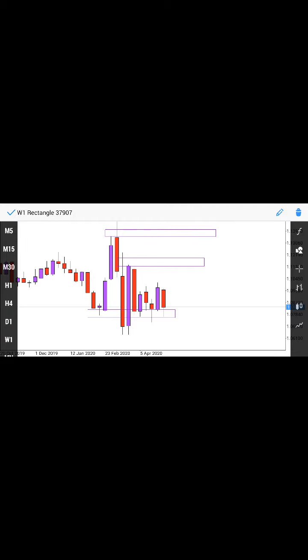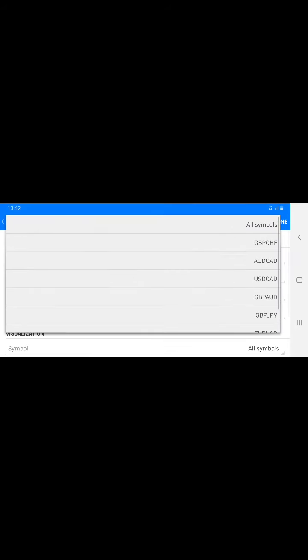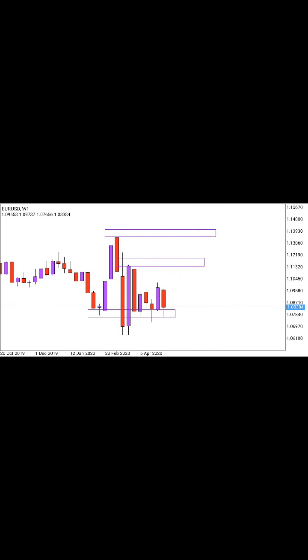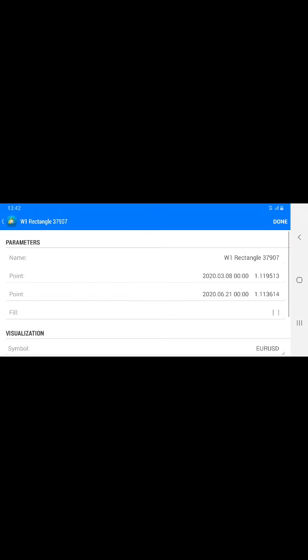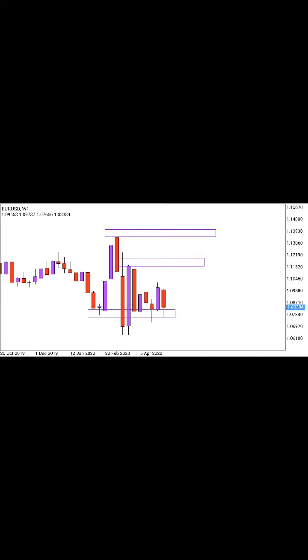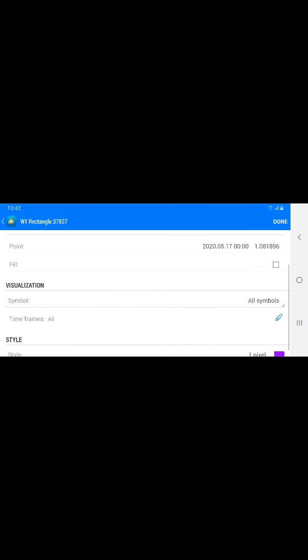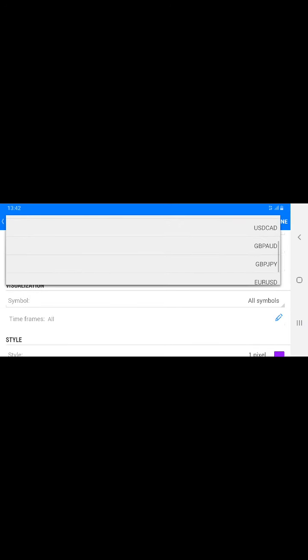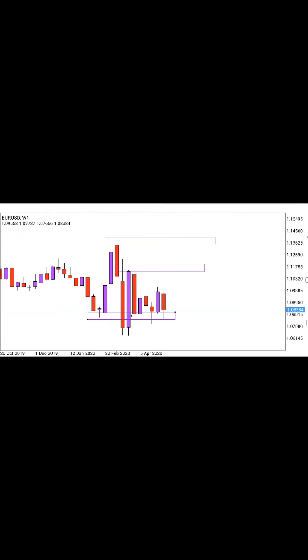However, disclaimer, please do not take my analysis as a signal service, because whatever analysis, whatever entries should be in line with your risk profile and your risk tolerance.